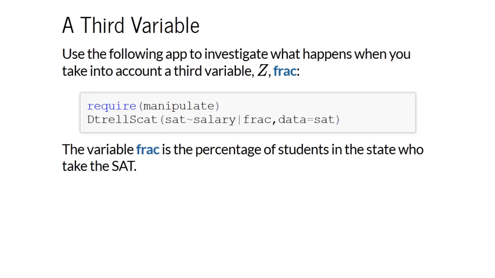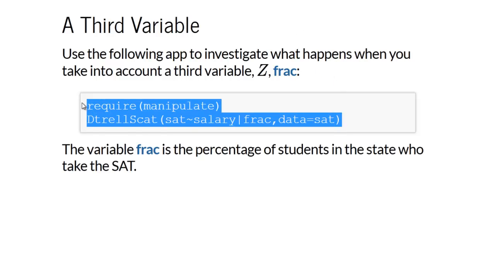The lurking variable at play here is the variable frac. Frac is the percentage of students in the state who take the SAT. We'll investigate what happens when we take this variable into account by running the following manipulate app, dtrelscat. So let's copy and paste this code into RStudio.